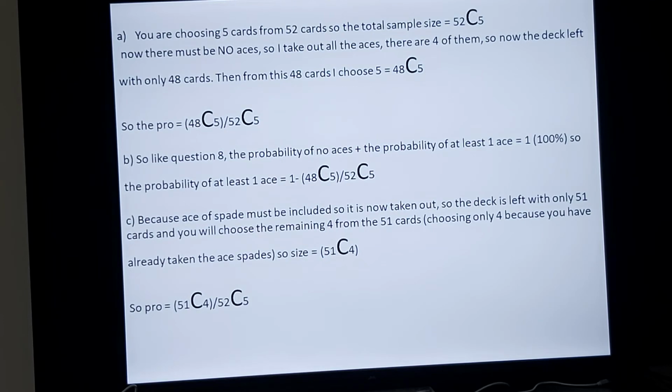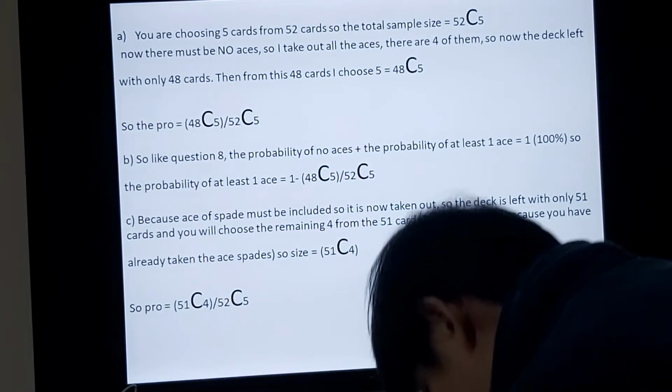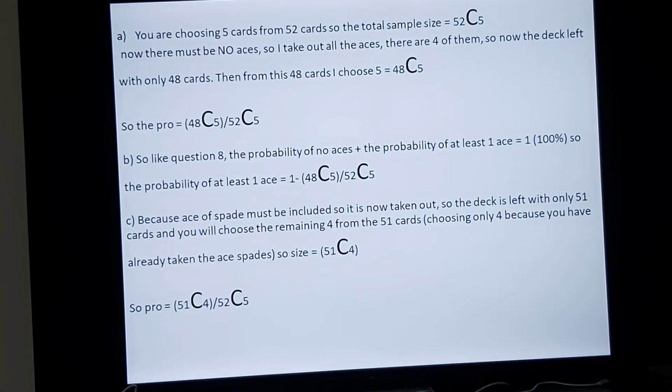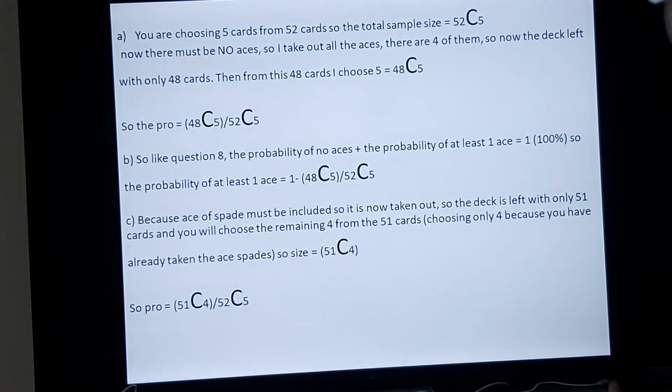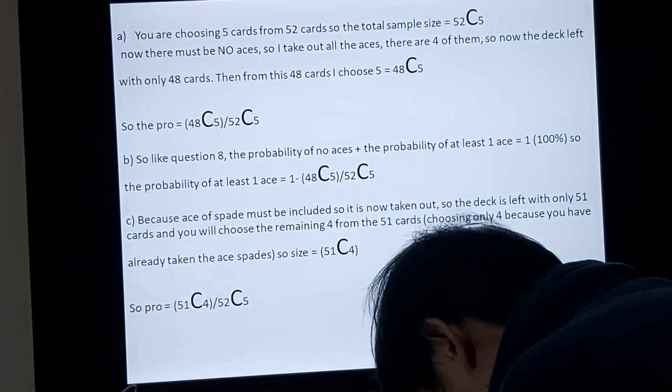And for B, it says at least one ace. It is similar to question number 8: the probability of no aces plus the probability of at least one ace is 100%. I have already found the probability of no aces. So 1 minus the answer of A gives me the answer for B, which is at least one ace.